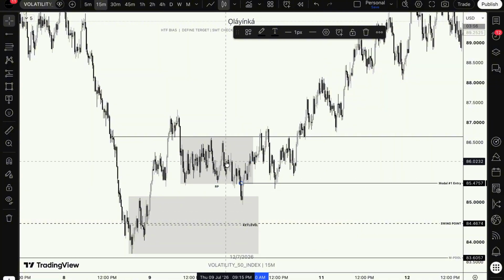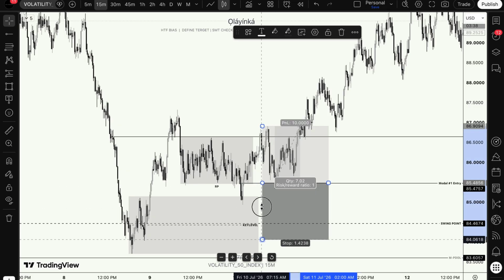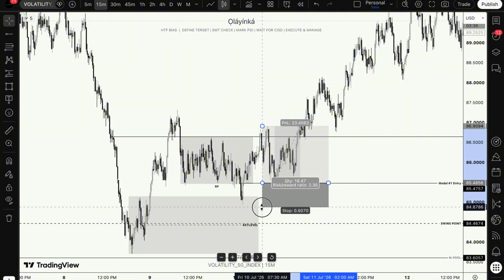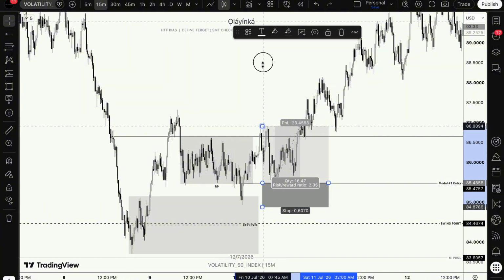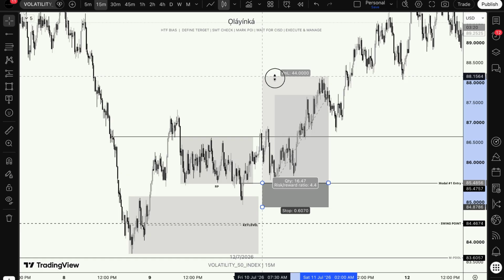So we have this model 1, and it perfectly formed a manipulation that dug into my 4 hours key level. You understand? And I placed my entry here, and this became my entry. I expect price to come here, and I just targeted my 4 hours. I don't need to be greedy. I would even have the opportunity to target more than that.